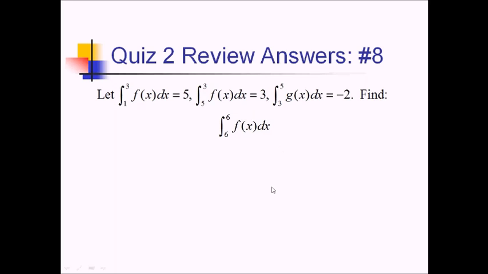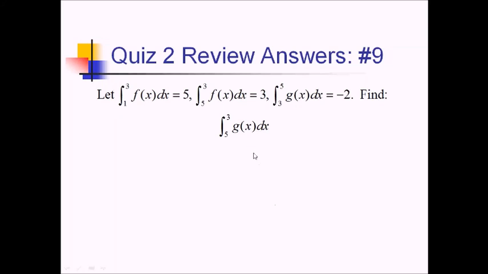For the rest of the problems, we're going to be using these integrals here. The integral from 1 to 3 of f is 5, the integral from 5 to 3 of f is 3, and the integral from 3 to 5 of g is negative 2. First thing we're going to be finding is the integral from 6 to 6 of f of x. Now, whenever you have the same lower and upper limit of integration, you essentially have an empty integral, and you have zero area out of that every single time.